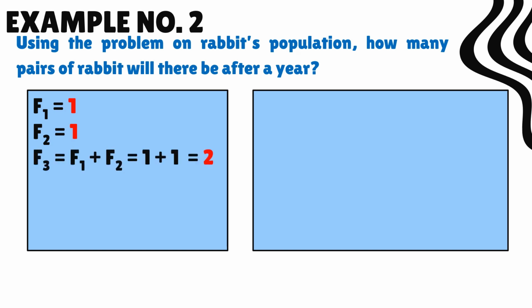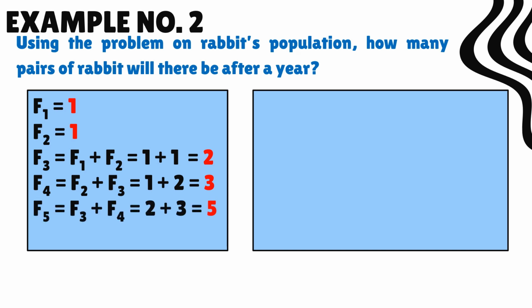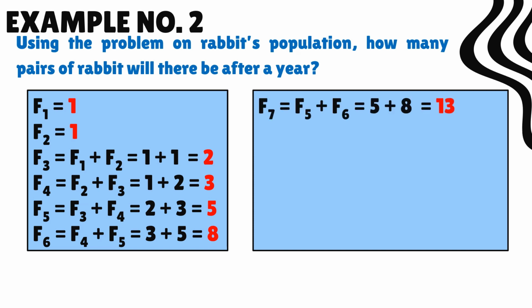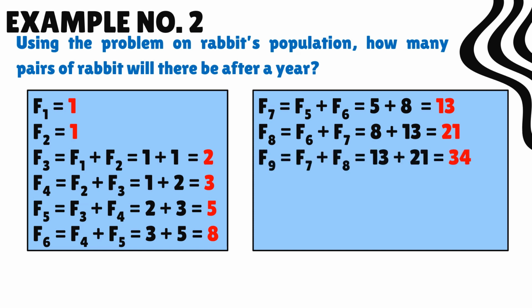For f sub 3, or the 3rd term of the Fibonacci sequence, it is equal to 2. For the 4th term, it is equal to 3. For the 5th term, it is equal to 5. For the 6th term, it is equal to 8. For the 7th term, it is equal to 13. For the 8th term, it is equal to 21.